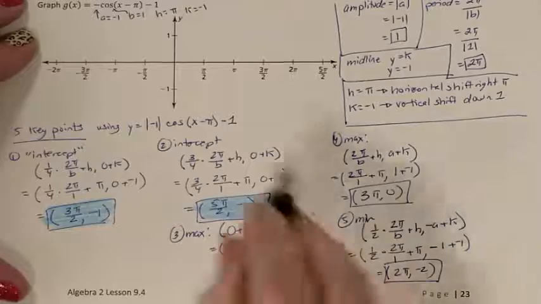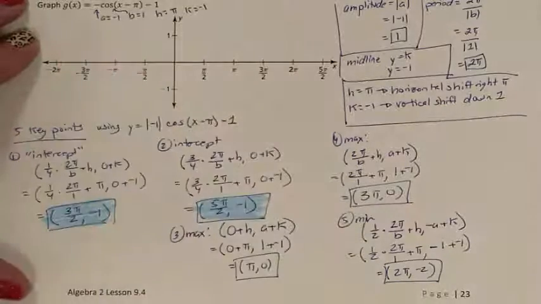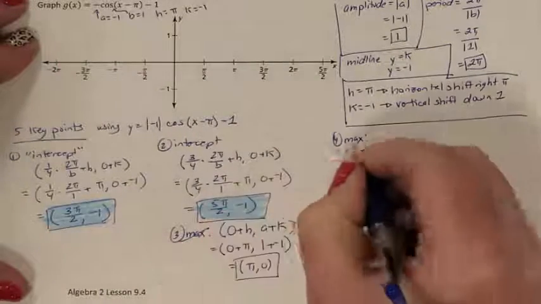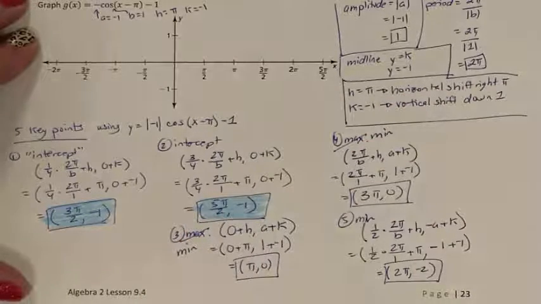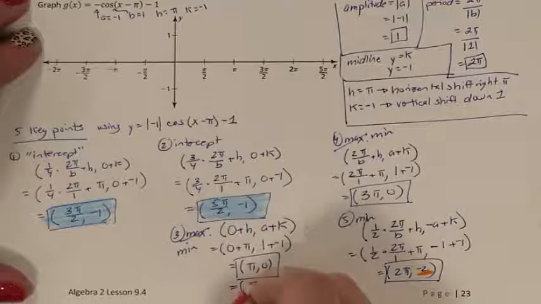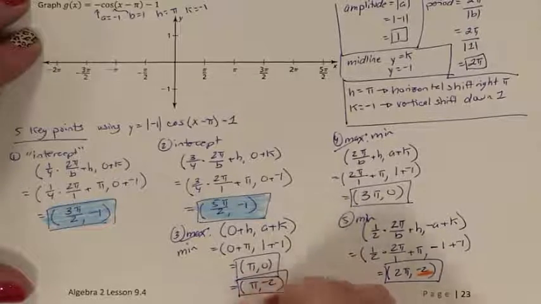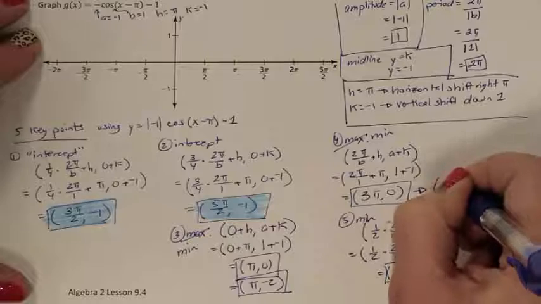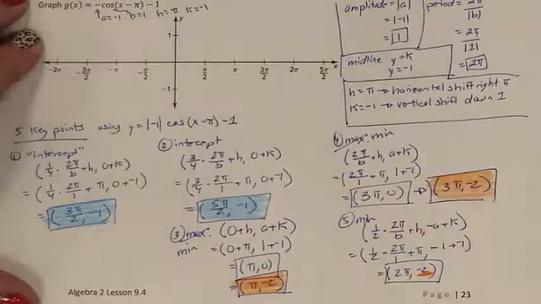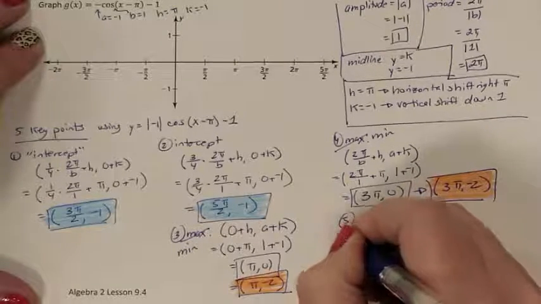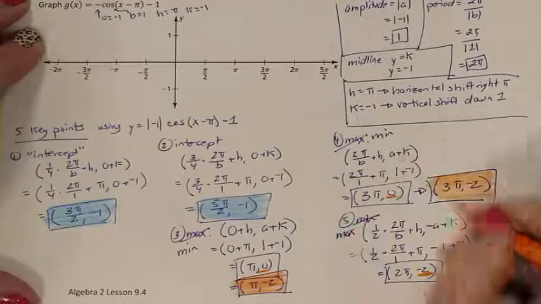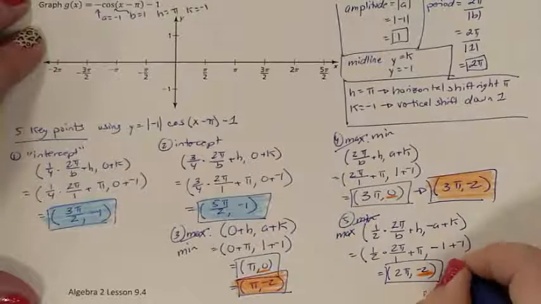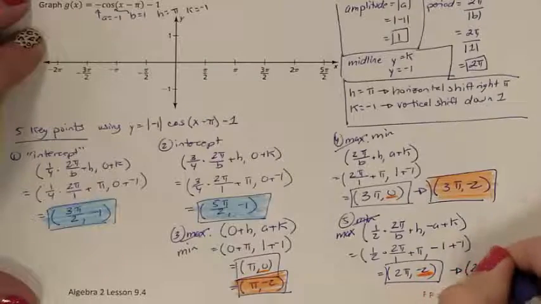Now these are supposed to be reflected. If they're reflected, that means these are no longer maxes. These are actually your mins now, and they turn into mins because they're going to steal the y value from the min. So this is supposed to be pi, negative 2, and this one is supposed to be 3 pi, negative 2. My min is no longer my min. My min is actually my max now, and it turns into the max by stealing the y value from the original maxes. So this is actually the max of 2 pi, 0.